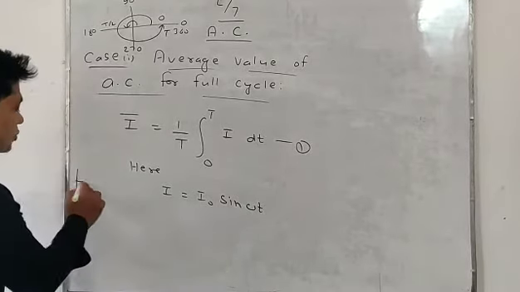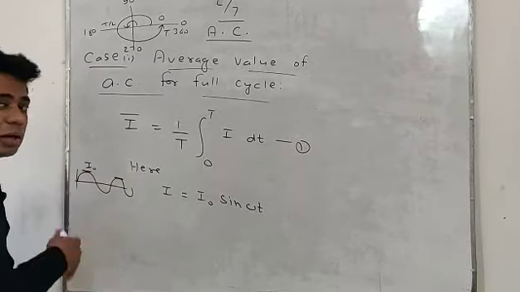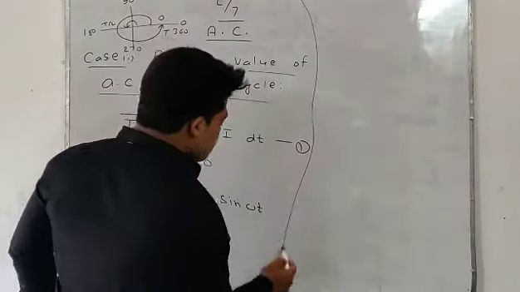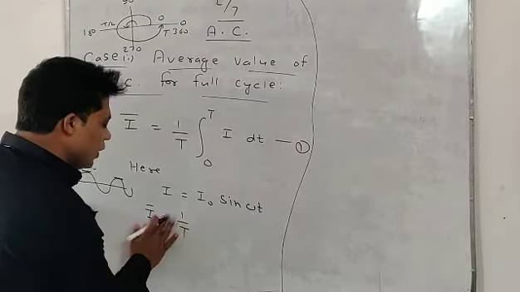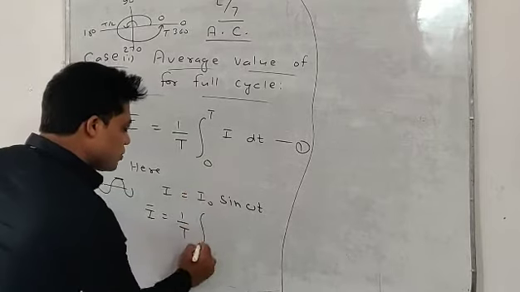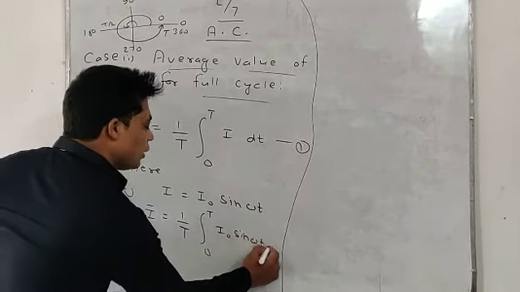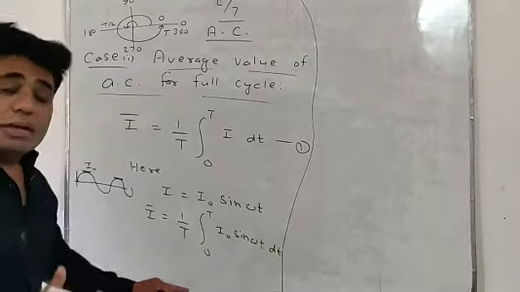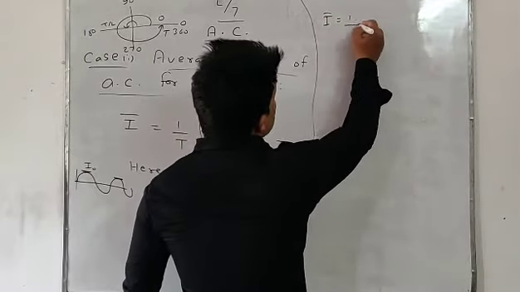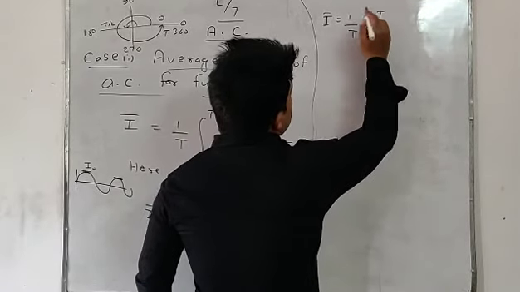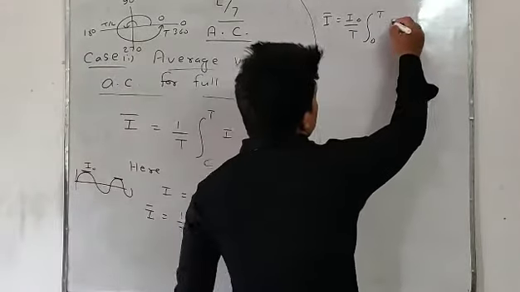Look at this graph. These are the peaks; this is said to be the alternating current peak value. So what will we do, students? We put here I bar equals 1 by T as it is, and the value of I is I naught sine omega t, then dt. I naught is a peak current that is constant, so it comes outside the integration. So we can write I bar equals 1 by T, 0 to T, I naught outside, and inside there is only sine omega t dt.